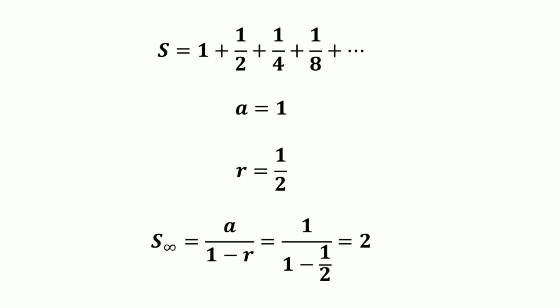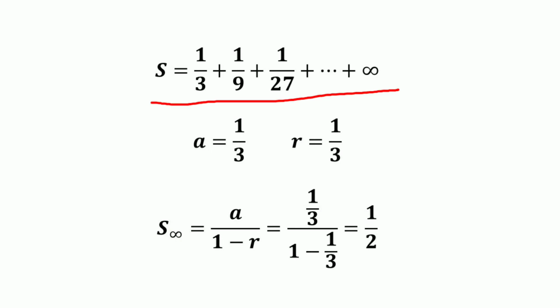Consider the following geometric progression, that is 1 plus 1 by 2 plus 1 by 4 plus 1 by 8 plus and so on, where the first term is equal to 1 and the common ratio, that is the ratio of any two adjacent terms, is equal to 1 by 2. Then the sum of infinite terms is equal to a divided by 1 minus r, where a is 1 and 1 minus r is 1 minus 1 by 2. If you solve this, then you will get 2. So the sum of infinite terms of the given geometric progression is equal to 2.